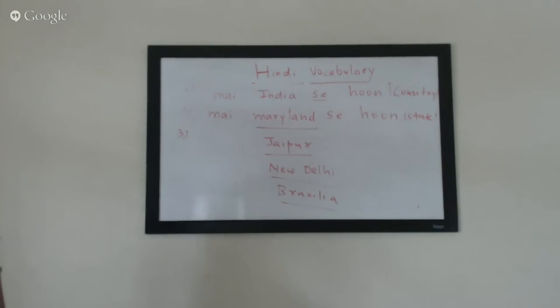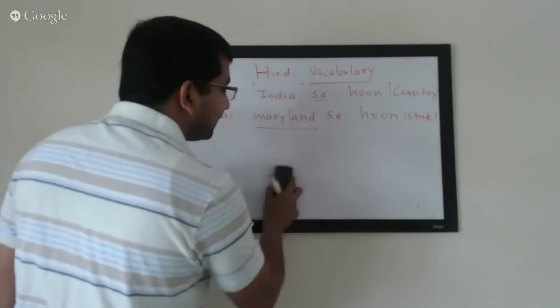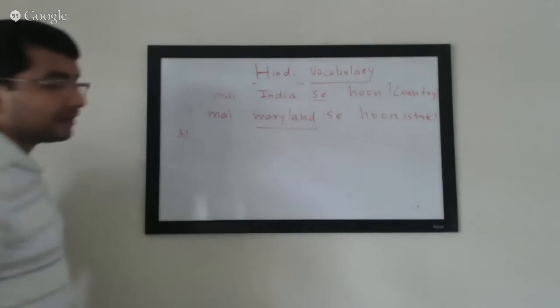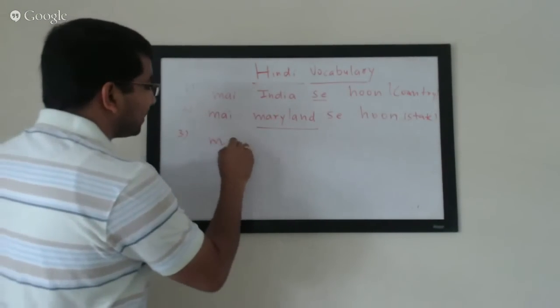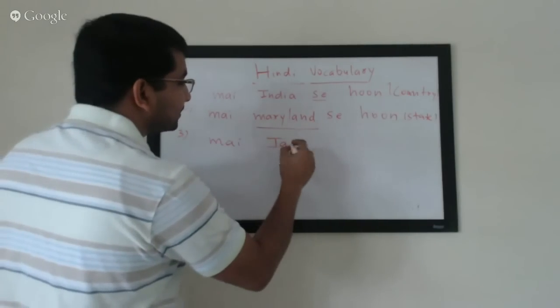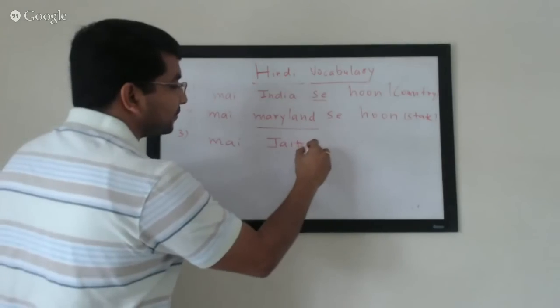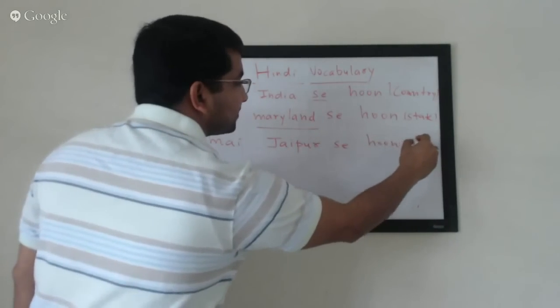Right. Now, let's keep going further. If somebody is asking you, आप राजस्थान में कहाँ से हैं, as I said, you can write it down as मैं... If somebody is asking you from my state, आप राजस्थान में कहाँ से हैं, you can say मैं जयपुर से हूँ, and that city.